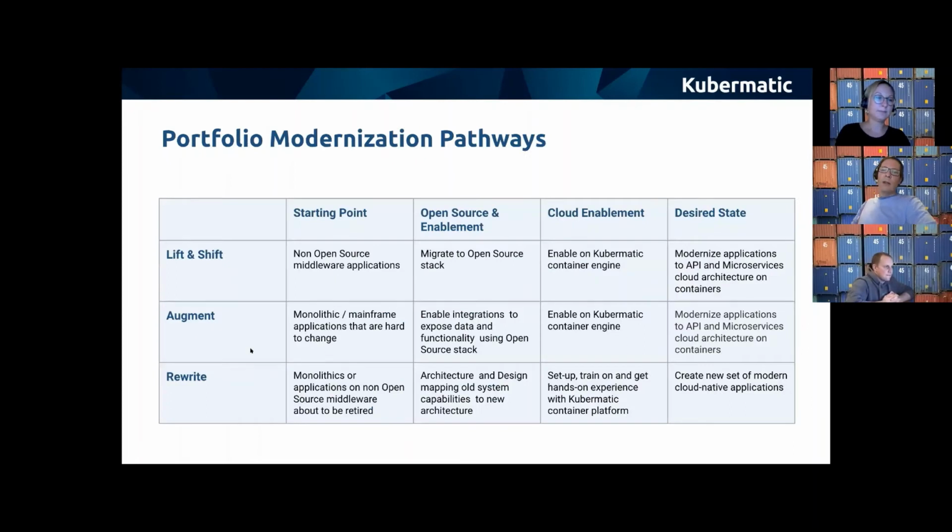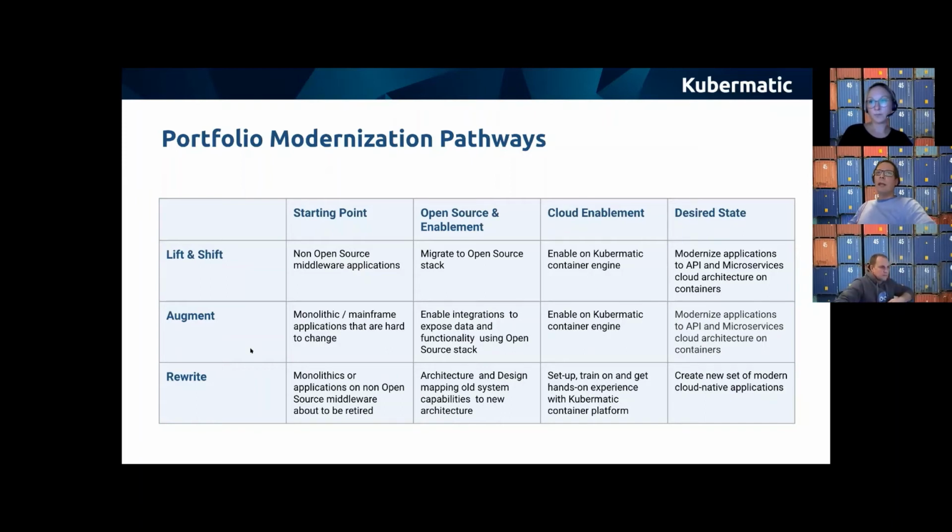So how can you move on your journey from legacy to cloud native? What you can see here in the pathways, we have three elements. It is always the starting point, an approach how you can do it when it comes to open source and the enablement, what you can use to have it cloud enabled, and for sure at the end, to give you an overview, what is the desired state.